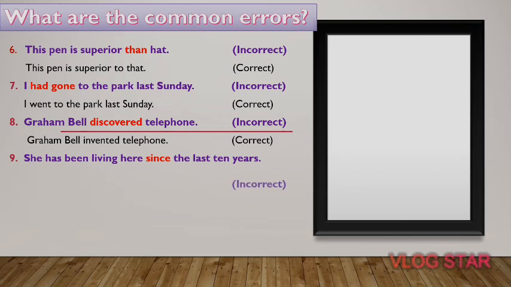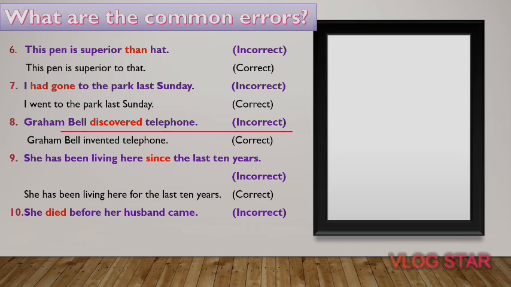Now going on to the last sentence, the 10th one: "She died before her husband came." The kind of mistake we have here is the wrong application of tenses. If we divide the sentence into two parts, we have "she died" and "her husband came." Both events happened in the past, but one is preceded by the other. The one which happened earlier refers to the past in the past, and the one which happened later refers to the recent or immediate past.